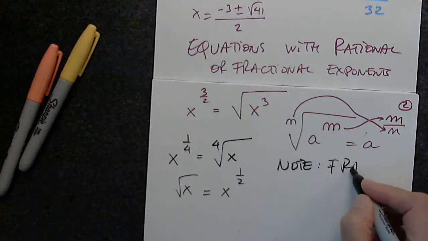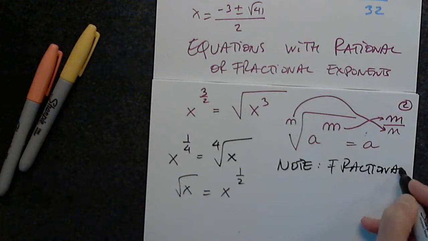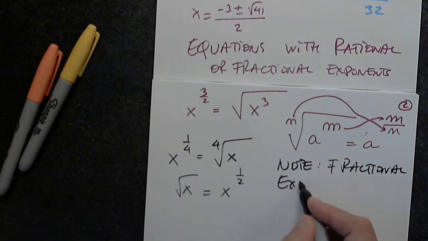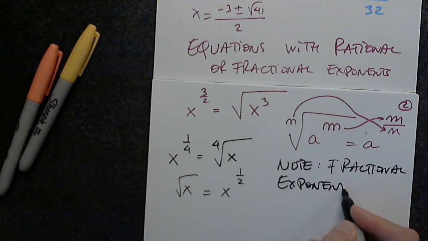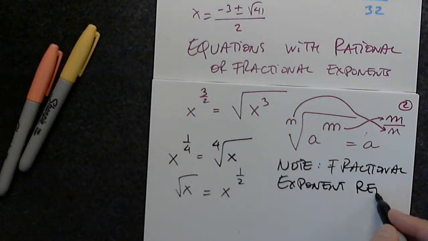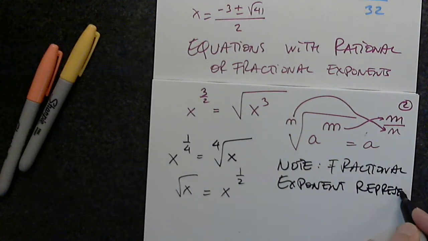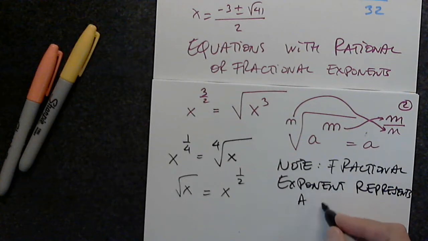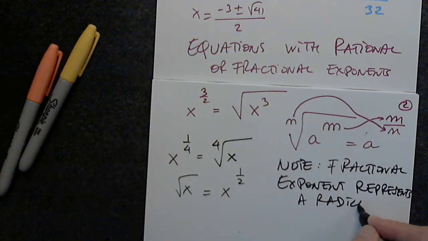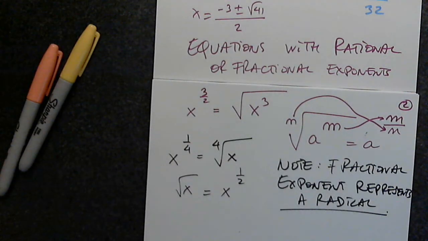So here's our note to ourselves. Fractional or rational exponent represents a radical, and vice versa. So when I see a fractional exponent, it means a radical. When I see a radical, it means a fractional exponent.